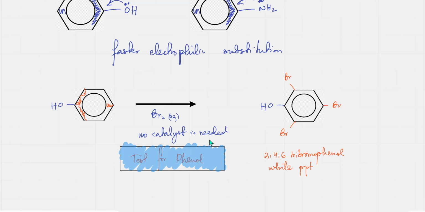It's going to be a fast reaction. And it's going to be so fast that bromine is not going to get attached to just one position. The electron density is so high that multiple bromines would be getting attached to the benzene electron cloud. It's going to be attracting a lot of bromines. So all positions are going to get filled up, 2, 4, and 6. So this is 2,4,6 tribromophenol, and it's a white precipitate.